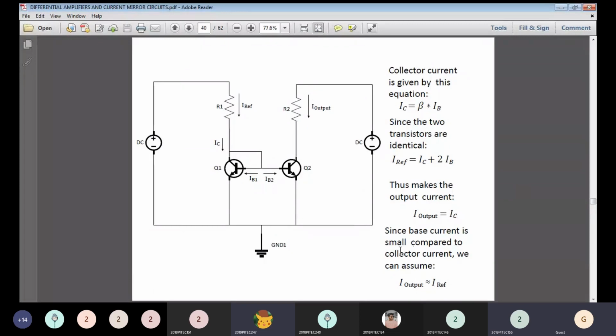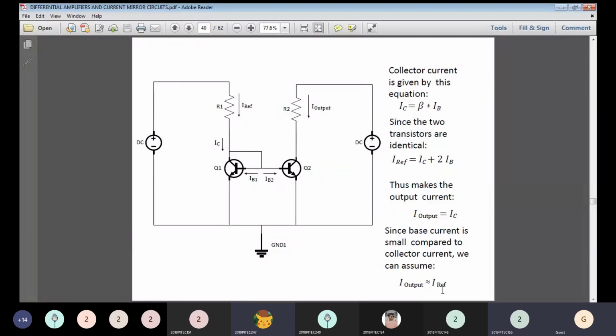Since the base current is small compared to the collector current, base current will always be smaller than the collector current. So see the equation here: the base current 2 IB is very small compared with IC, so we are neglecting it. Then the total output is nothing but IC, which becomes equal to the reference value. So obviously your output current is nothing but your reference current. From the current mirror circuit, the output current and reference current are equal.